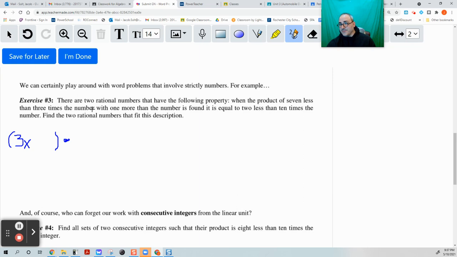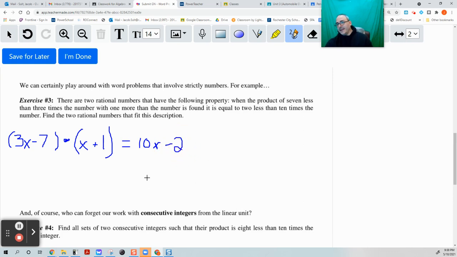And I know it's 3 times the number with 7 less. All right, 3x minus 7. When the product, that's my multiplication here, of 7 less than 3 times the number with 1 more than the number is found. So it's the product of this with 1 more than the number. Well, x is the number, and 1 more than that would be x plus 1. It is equal to 2 less than 10 times the number. Well, 10 times the number is 10x, and 2 less than 10 times the number would be 10x minus 2.